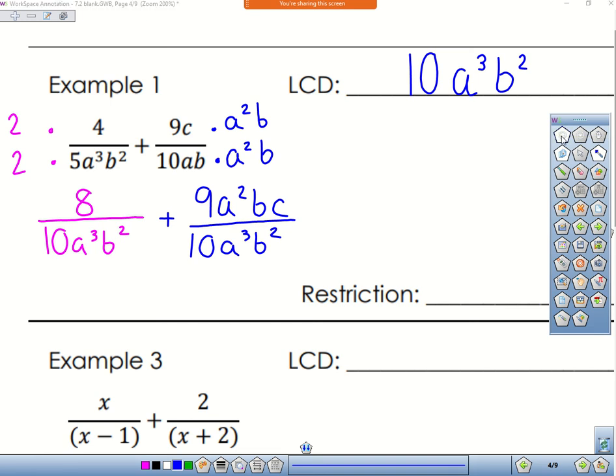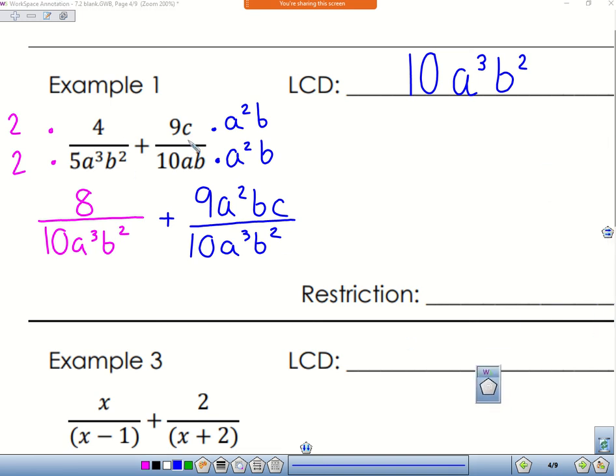Now, it doesn't matter if you do the restrictions at this stage or this stage, you just have to do them before you cancel anything. So let's look back to our original here. What values, looking at this, can a and b not be? Good. They can't be 0 because that would make my denominator 0.